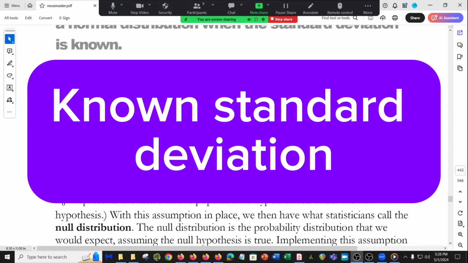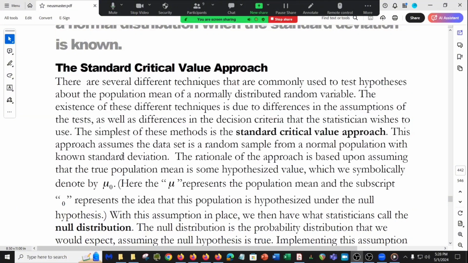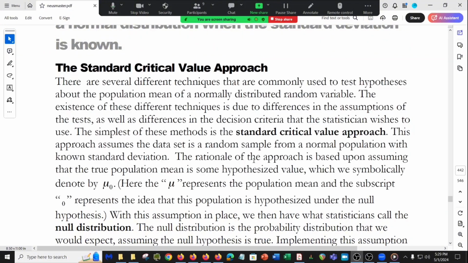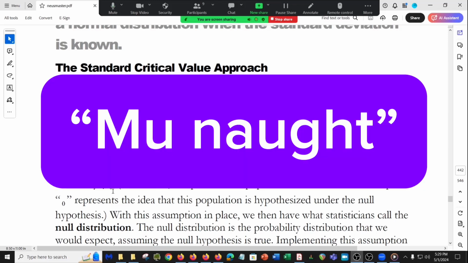If we have a normal population, but the standard deviation is unknown and has to be estimated from the data, we will not use the z-test, but instead we will use what's called student's t-test. Now, the rationale of the approach is based on assuming that the true population mean is some hypothesized value, which we symbolically note by mu naught.